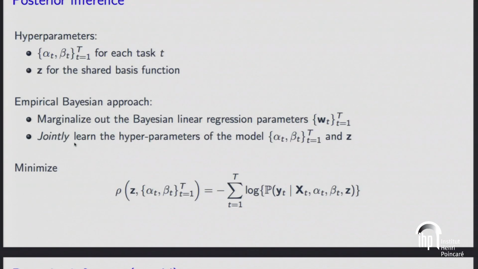So how do we use this model in practice for inference? Again, we have alpha t and beta t, the scale and noise level for each task. And we also have z, the neural network weights, which are shared for all of them. We take an empirical Bayes approach, and we marginalize out the weights for each Bayesian linear regression. So all we are left with are the alphas and betas, which are task-specific, and we have the weights of the neural network z that we need to learn. And we learn them by minimizing the sum of the negative log likelihoods for each task.